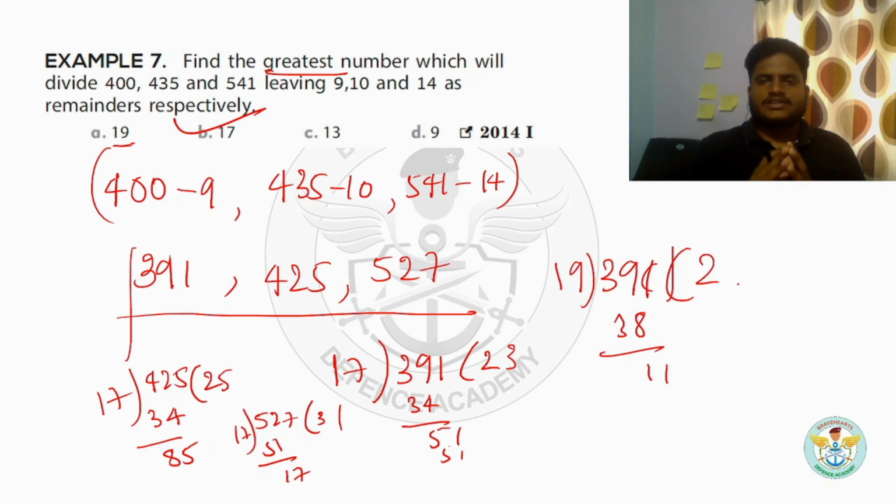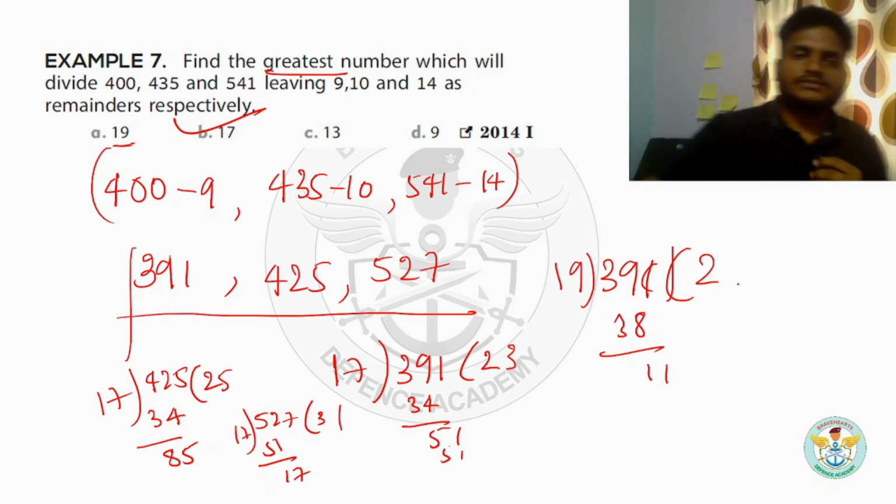We did it with a very simple clue. The clue was we checked the highest number which will divide all our given numbers. Our given numbers were 391, 425 and 527. We checked with the highest options. Why did we start with the highest option? We started with the highest option because we are finding out the HCF. That is your greatest number. I hope I am being clear here.